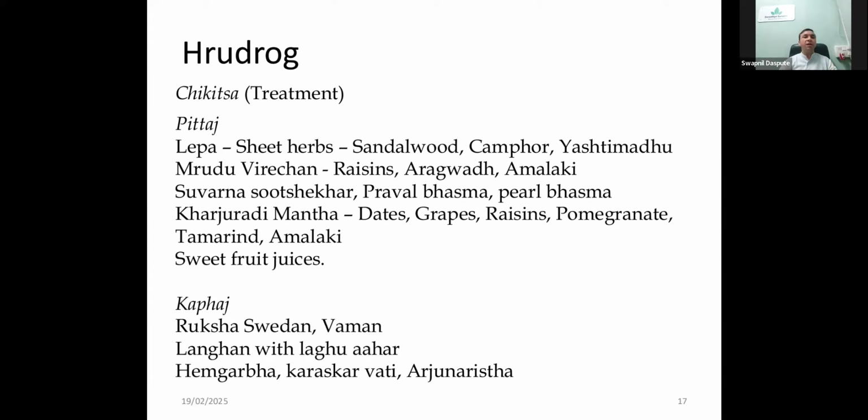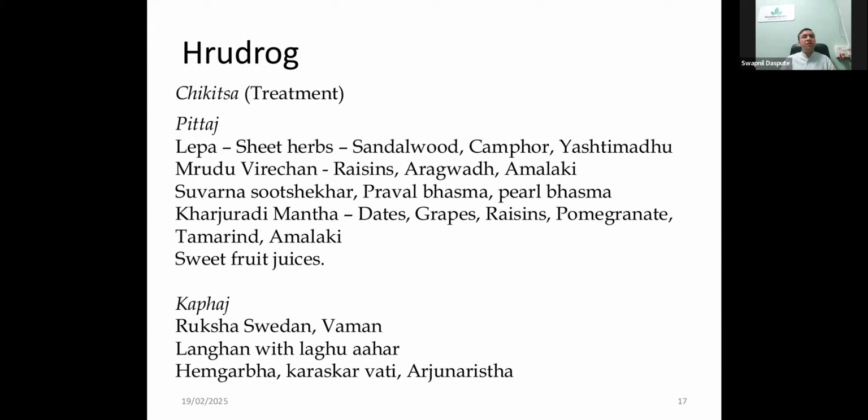Amalaki can be used. Suvarna Sutashekhar is one preparation which has gold bhasma. Sutashekhar we know. So this is Suvarna Sutashekhar, which contains gold bhasma. It is good overall for pacifying Pitta dosha. So Suvarna Sutashekhar can be used in this case as well. Praval bhasma, the coral bhasma, is good. Pearl bhasma, Mauktika bhasma. Kharjuradi mantha, I think we have spoken about Kharjuradi mantha before.